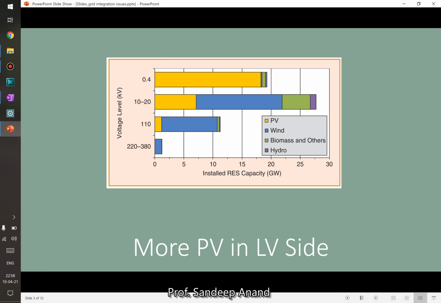So therefore, let's first focus on the feeder level, right? What is at the lowest voltage level? What kind of challenges does this solar photovoltaic bring?